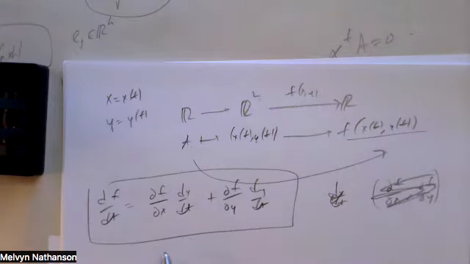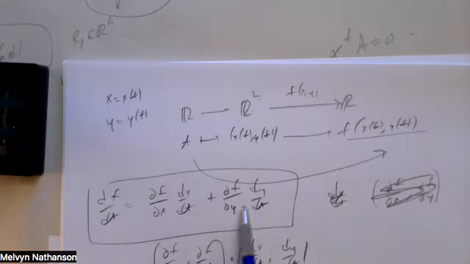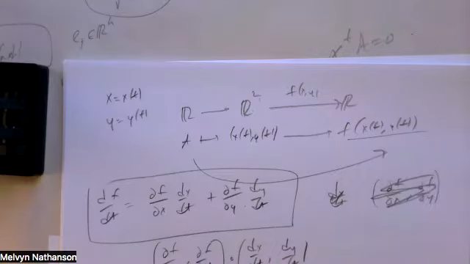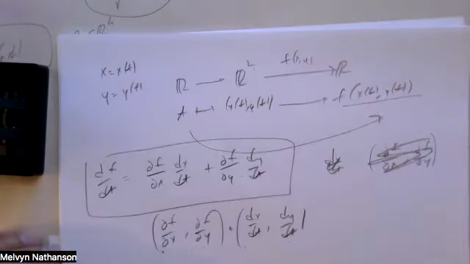Imagine you had a vector, the partial of f with respect to x, the partial of f with respect to y, and another vector, dx dt, dy dt. If you take the dot product of these two vectors, this is exactly what you get. It's this times this plus this times this. That's the chain rule.